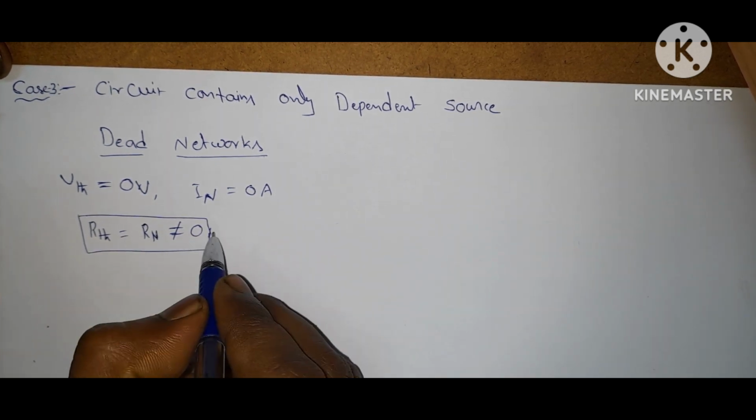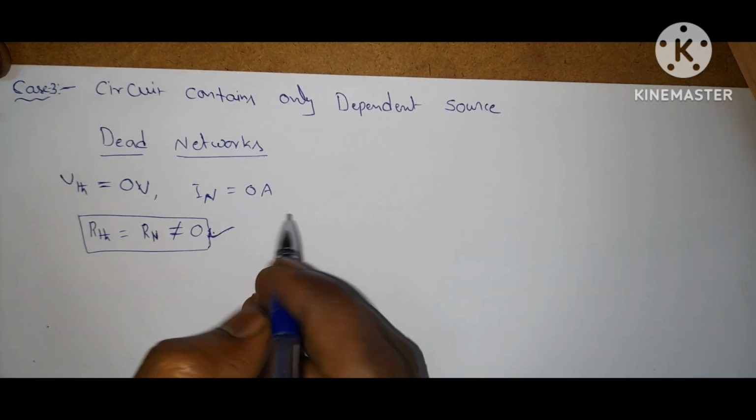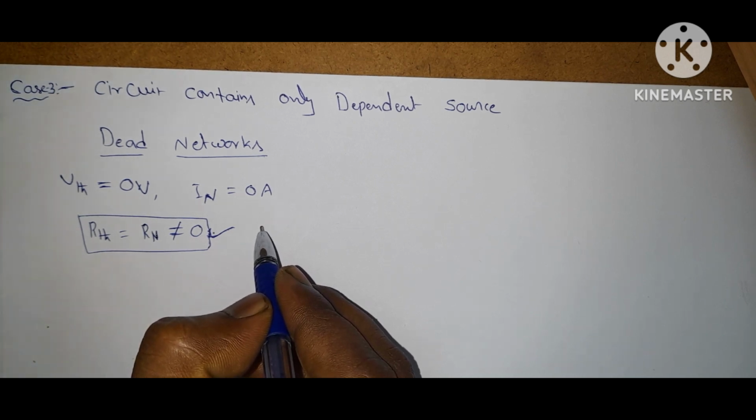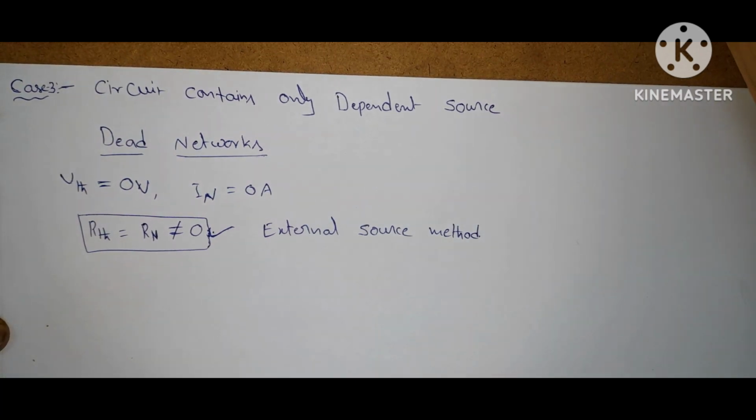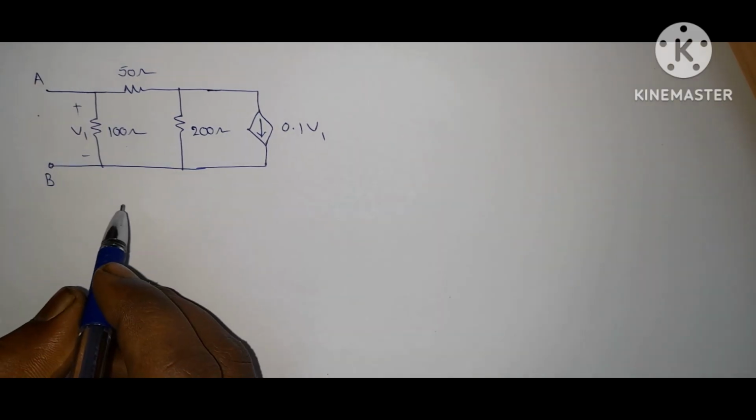Now, how to find Thevenin resistance and Norton resistance? You can find by using external source method. Now, we will solve some problems on this concept. In that, first question is, find the Thevenin equivalent across terminals AB for the following network. This is the given network.